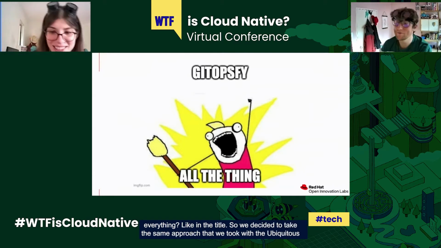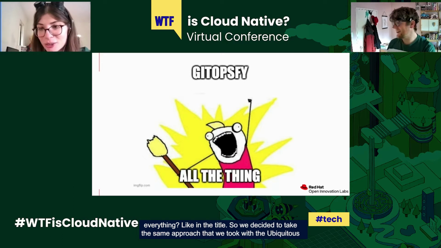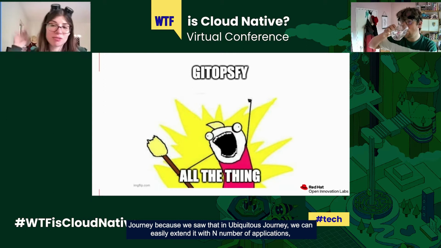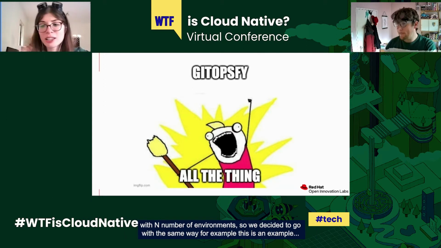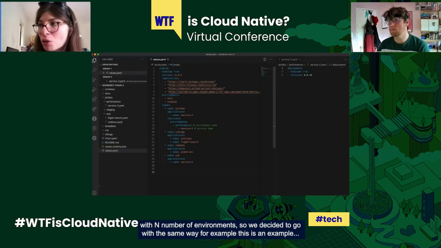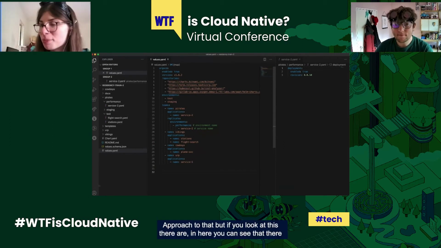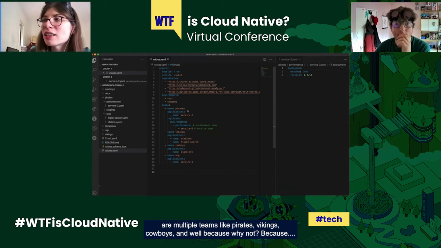So we decided to take the same approach that we took with the ubiquitous journey, because we saw that in ubiquitous journey we can easily extend it with a number of applications and a number of environments. For example, this is an example approach to that, but if you look at this, you can see that there are multiple teams like pirates, Vikings, cowboys, and because why not? Because ERP.